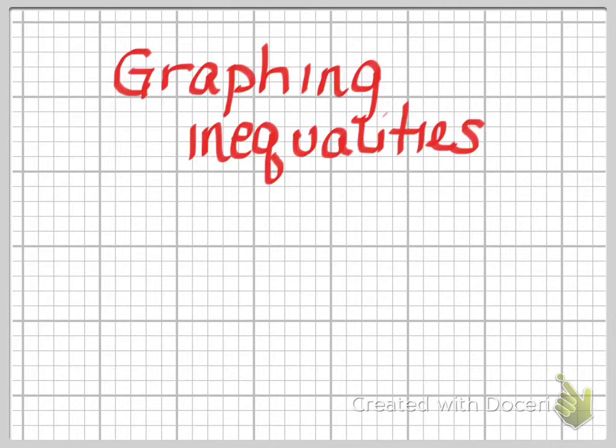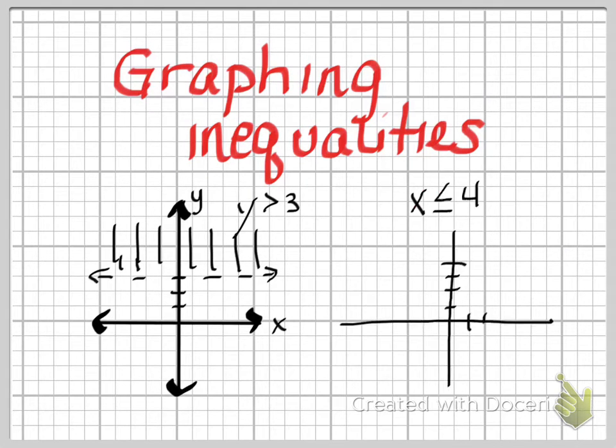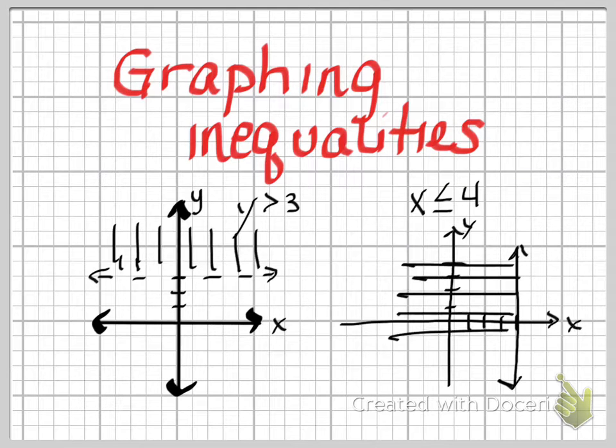Okay, today we're going to be graphing some inequalities, like y is greater than 3, x is less than or equal to 4. Hopefully you're looking at those and saying, well, one has a dashed line, one has a solid line. What makes the difference there? Well, let's find out.